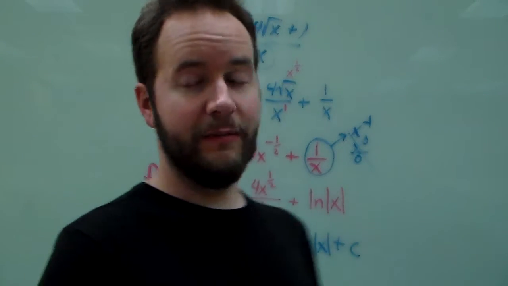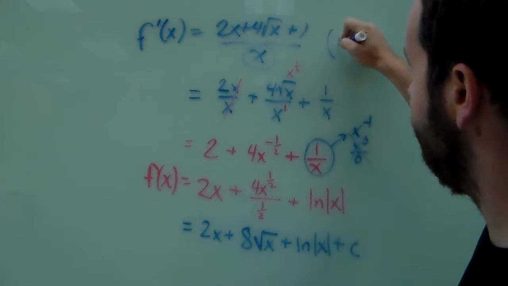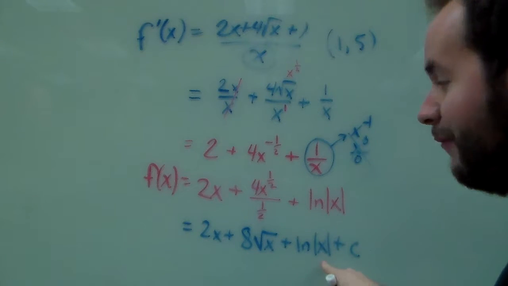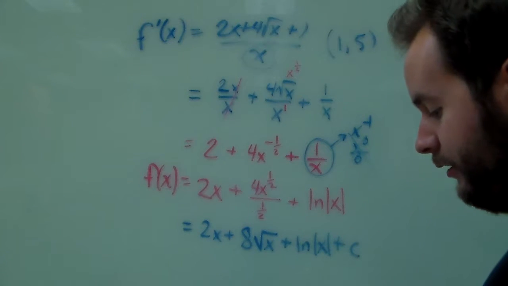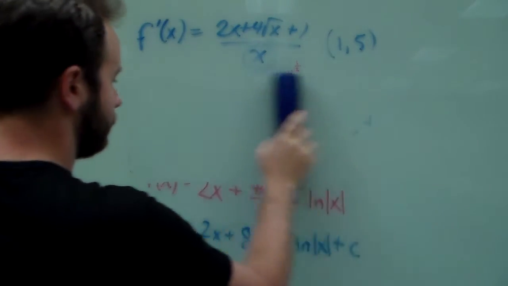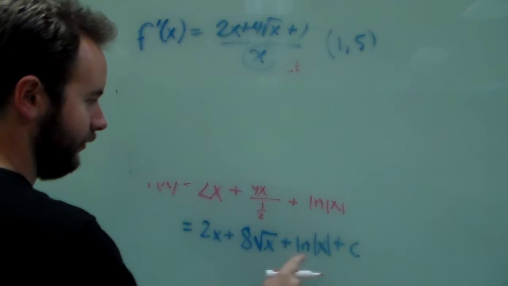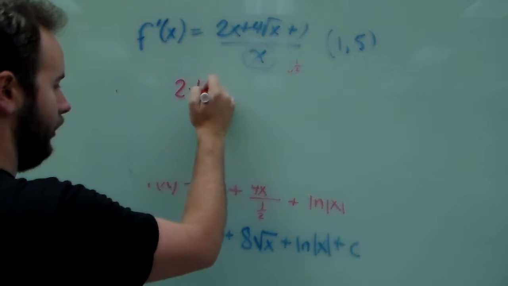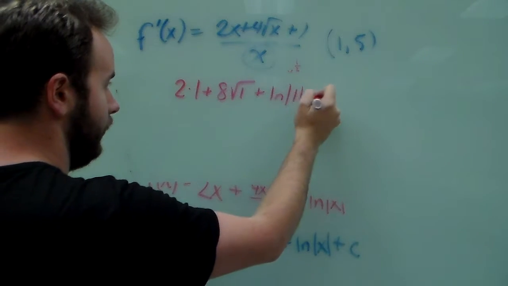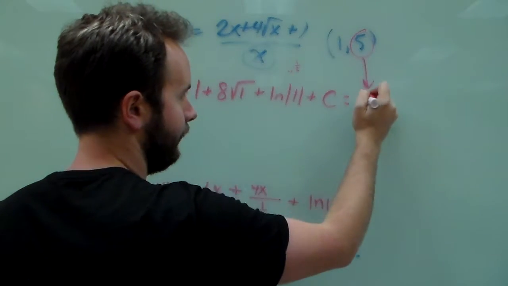Now, it does say something to the effect of it passes through the point (1, 5). So with that in mind, when I plug in 1 for x, I'm supposed to get 5 out for the value of y. So let's erase some stuff here. When I plug 1 in for x here, 2 times 1 plus 8 times square root of 1 plus ln of that value of 1 plus c. I plugged in 1 for x, I'm supposed to get 5.